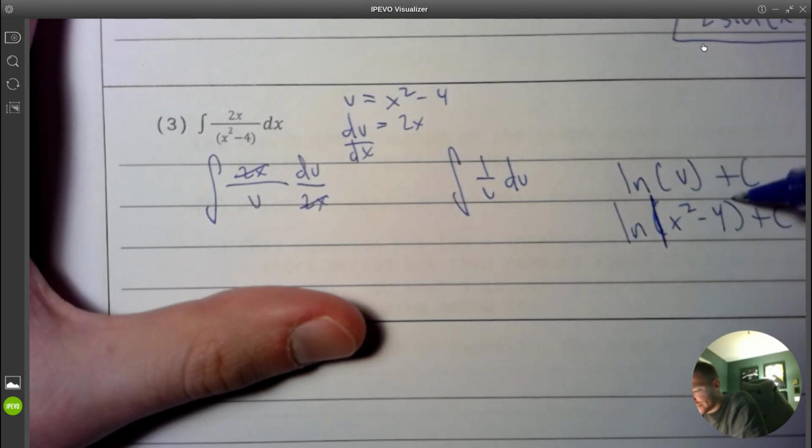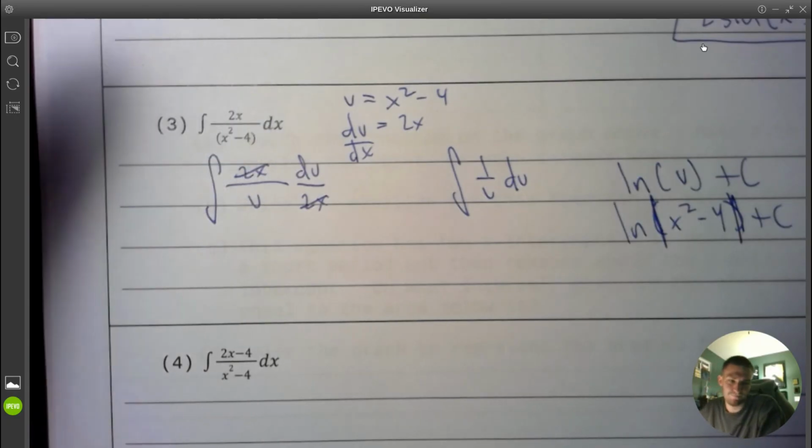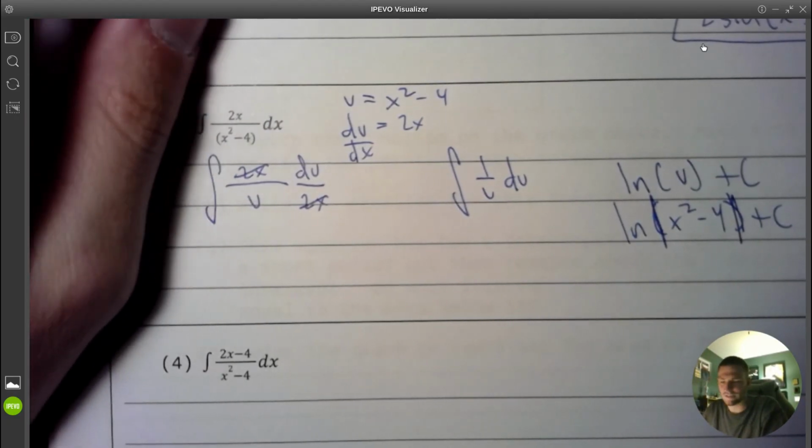And you know what? Is it supposed to be absolute value? Depends on what your teacher says. I don't know.